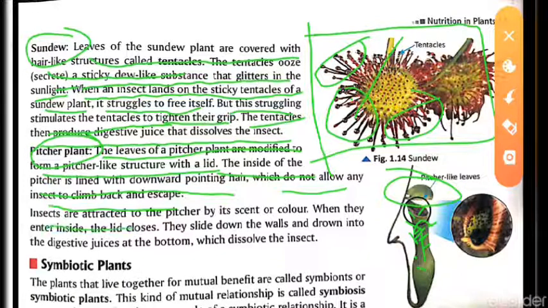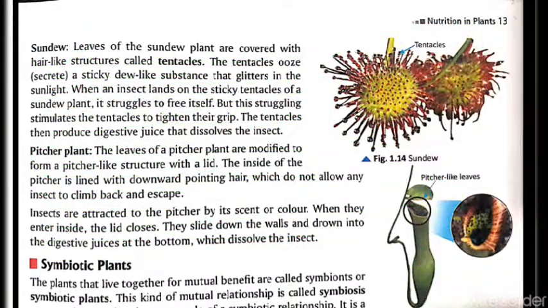Insects are attracted to the pitcher by its scent or color. When they enter inside and the lid closes, they slide down the wall and drown in the digestive juice at the bottom, which dissolves the insect. So they attract the insects and after that they kill them. Whatever we have read, we see that they feed on other insects for their food. That means they are not getting the full amount of nutrients from the environment, so they have to depend on others for full food.